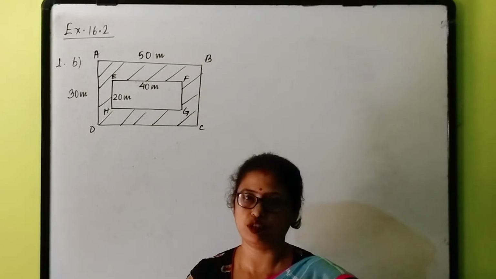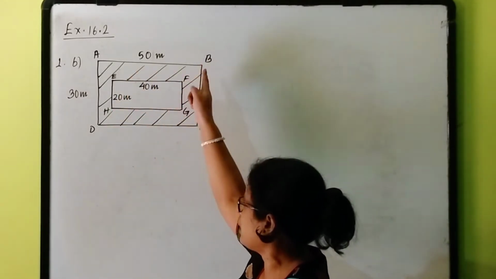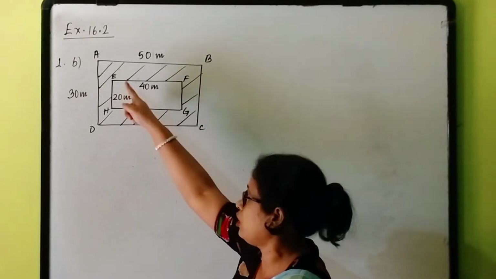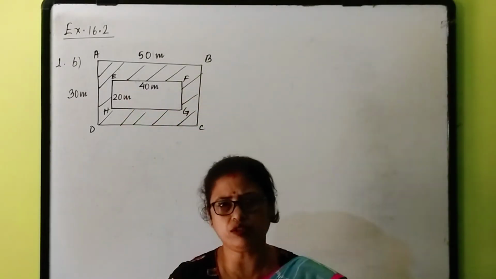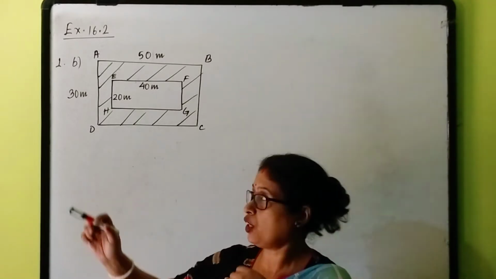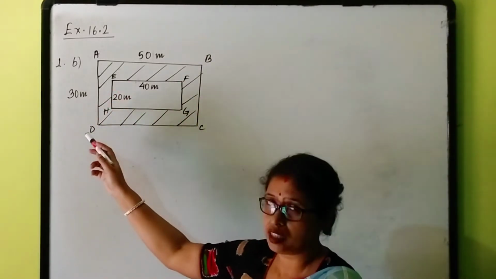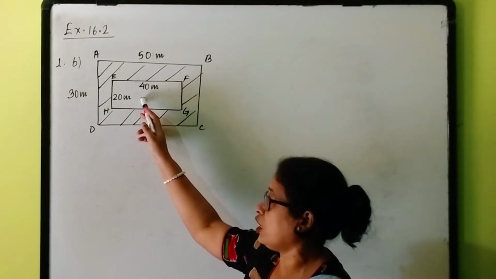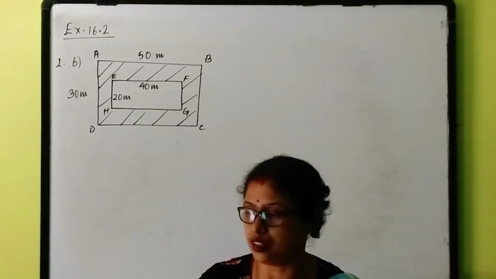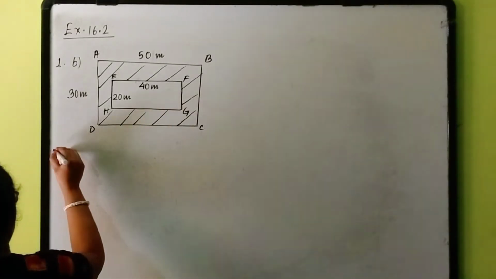In this way we will find it, because here the length and breadth of the bigger rectangle are given, and the length and breadth of the smaller rectangle. That means we can easily find the area of the rectangle. Am I right? So if we find the area of the bigger rectangle, and from that subtract the area of the smaller rectangle, we can easily get the area of the shaded region. Okay?